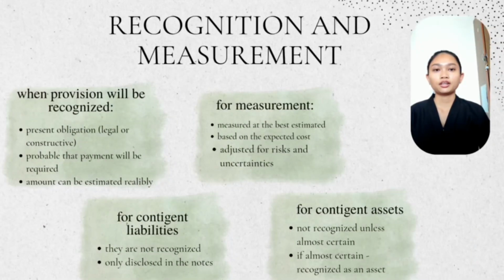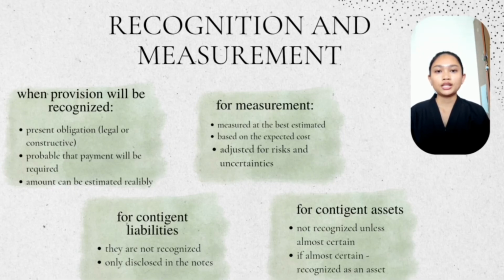A provision is recognized when three conditions are met. First, there is a present obligation, legal or constructive. Second, it is probable that payment will be required. Third, the amount can be estimated reliably. For measurement, provisions are measured at the best estimate, based on expected costs, and adjusted for risks and uncertainties. For example, if warranty cost is estimated at 10,000 ringgit, it should be recorded as a provision.